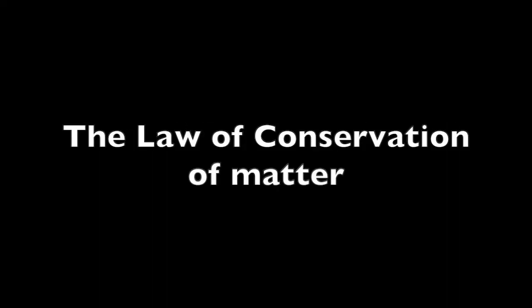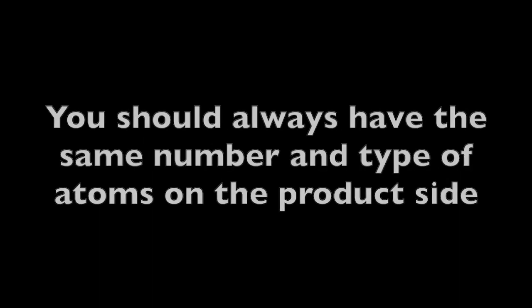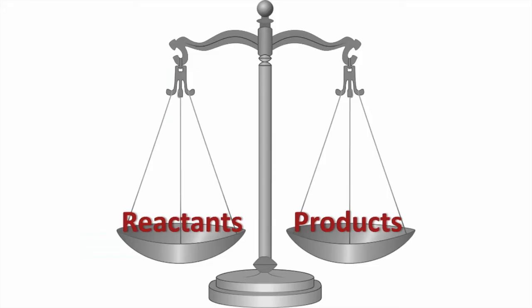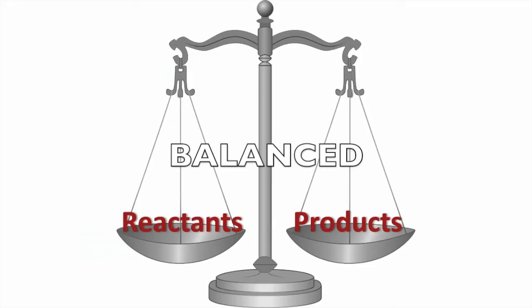In any chemical reaction, mass is neither created nor destroyed, and this is called the law of conservation of mass. Sometimes you'll hear it called the law of conservation of matter. You should always have the same number and type of atoms on the product side as you do on the reactant side. If you do, it means your equation is written correctly, and we say that the equation is balanced.